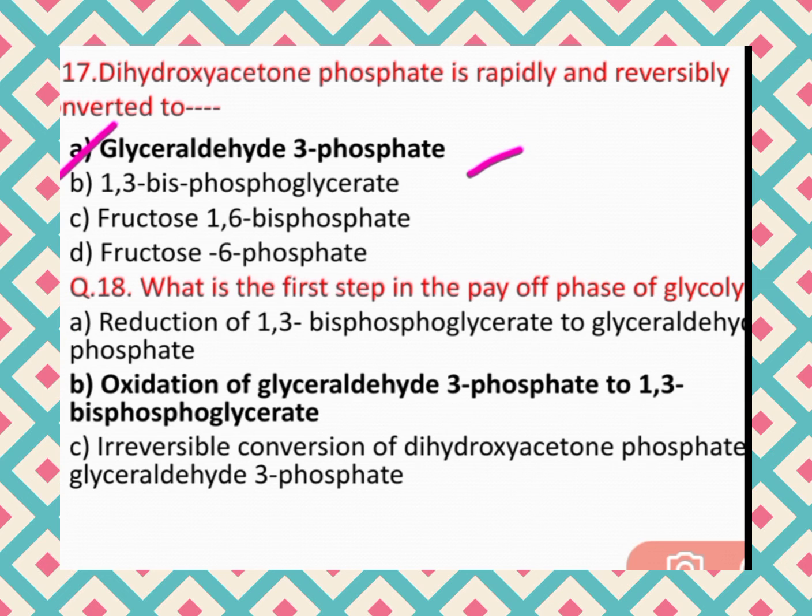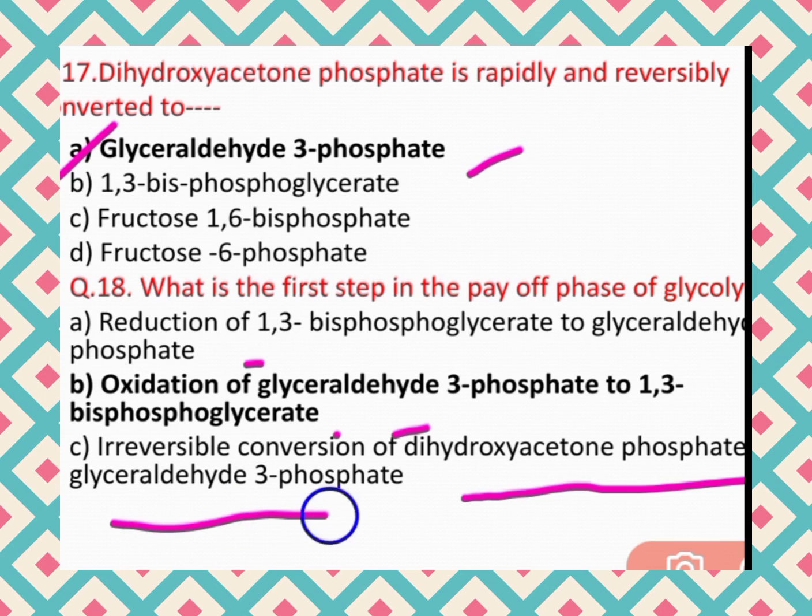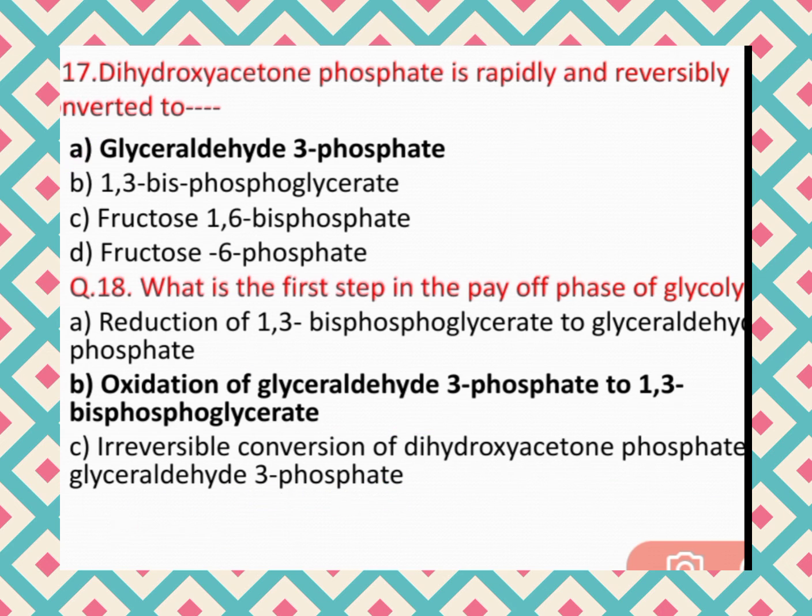Question number 18. What is the first step in the payoff phase of glycolysis? Option A reduction of 1,3-bisphosphoglycerate to glyceraldehyde 3-phosphate. Option B oxidation of glyceraldehyde 3-phosphate to 1,3-bisphosphoglycerate and option C irreversible conversion of dihydroxyacetone phosphate to glyceraldehyde 3-phosphate. Which will be the correct answer? The correct answer will be option B, that is oxidation of glyceraldehyde 3-phosphate to 1,3-bisphosphoglycerate.